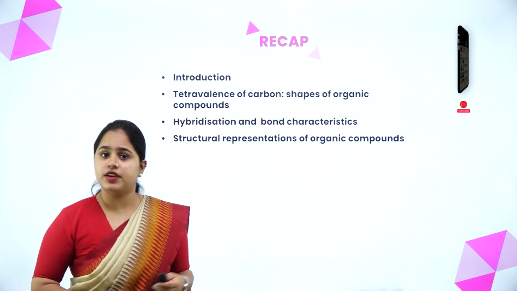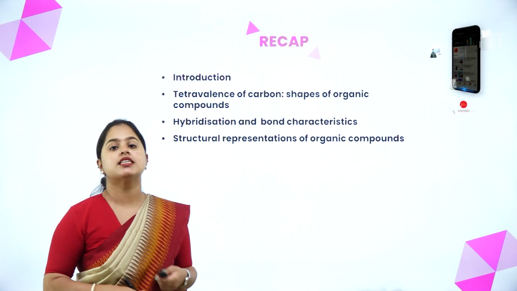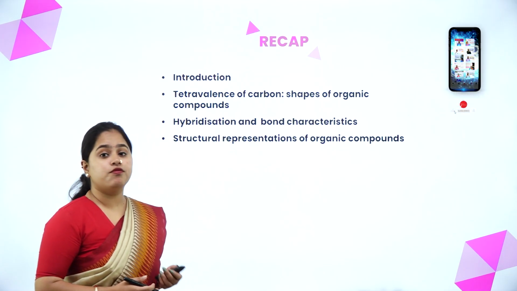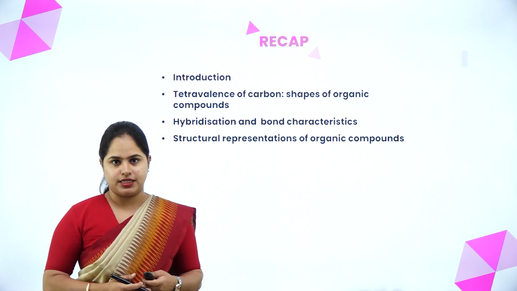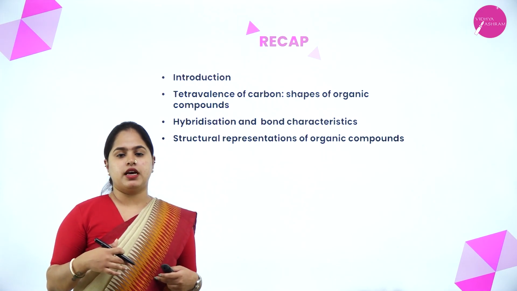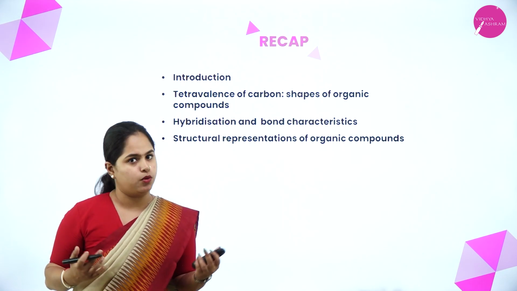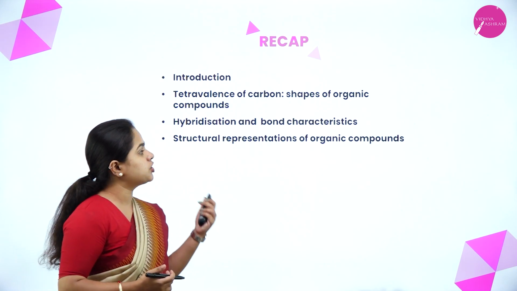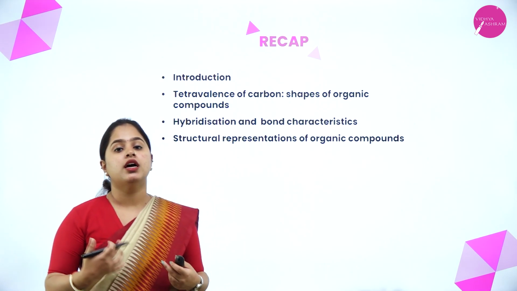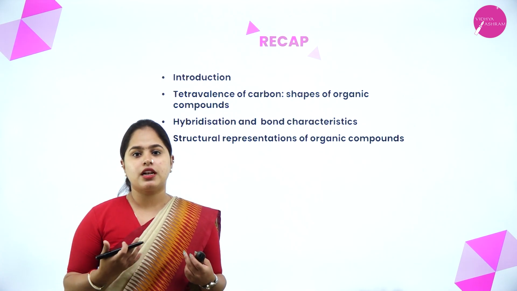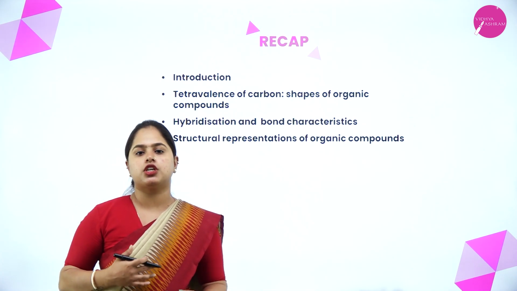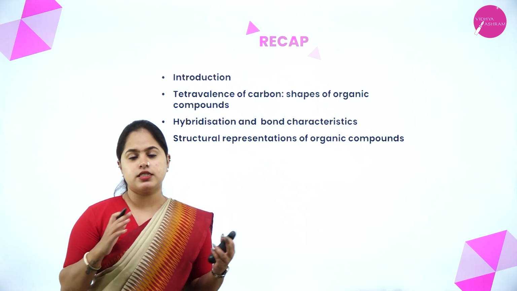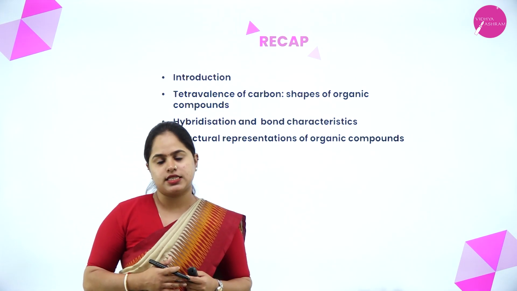So in the last session we discussed the introduction. Yes, we saw what we are going to study in this chapter, right? The introduction of it. And then we went into detail about the carbon atom, right? The tetravalency of the carbon atom, the catenation property, isomerism, all that. And then hybridization and bond characteristics we studied. And then the structural representation of organic compounds, the various ways in which the structural representations can be done. The complete structural formula, condensed structural formula, bond line, and the 3D representation as well as Lewis representation were also discussed in the last session, right?